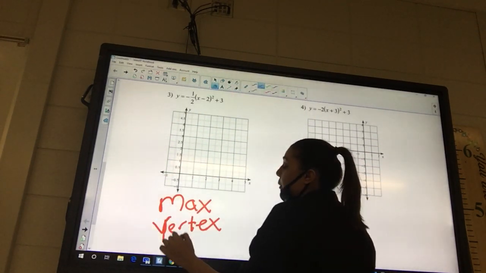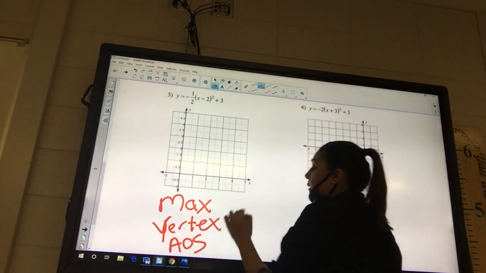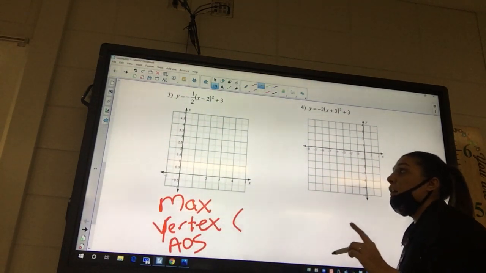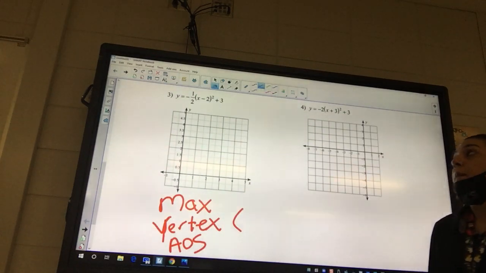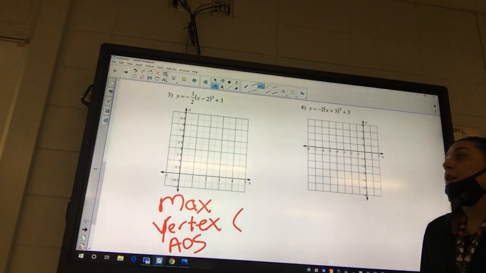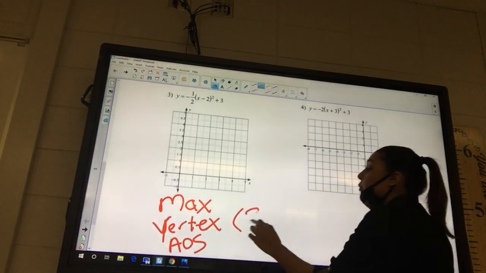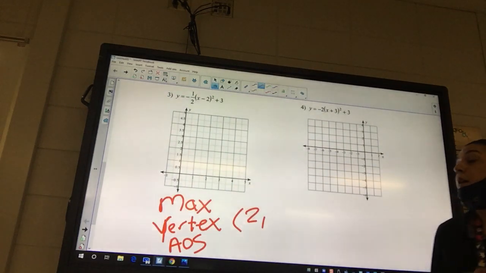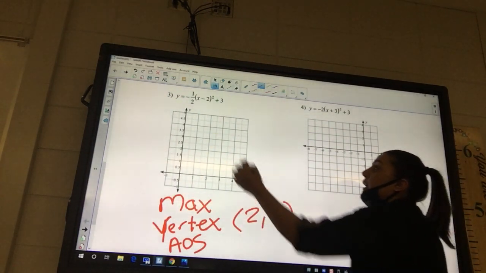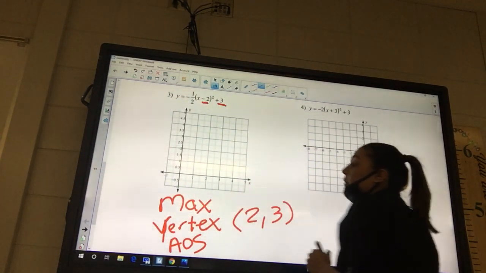Okay, and then what about our vertex? What's our vertex? Positive 3 over negative 2? Okay, what's the x value? It's inside the parentheses and we do the opposite. Positive 2. So +2. What about the y value? Positive 3. +3. Okay, we got that from here and here.